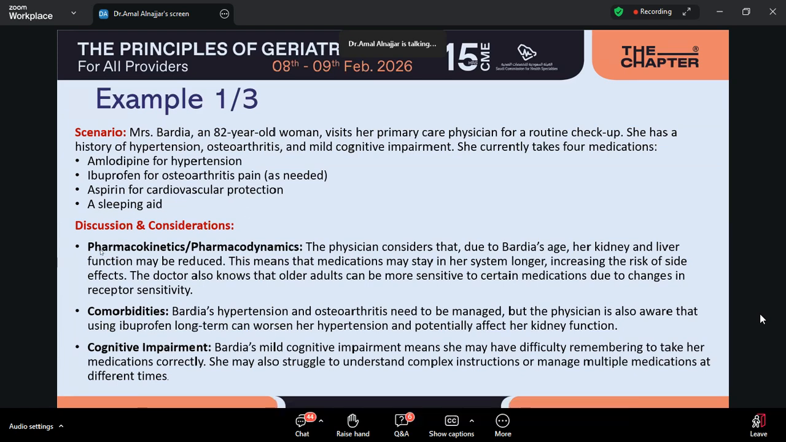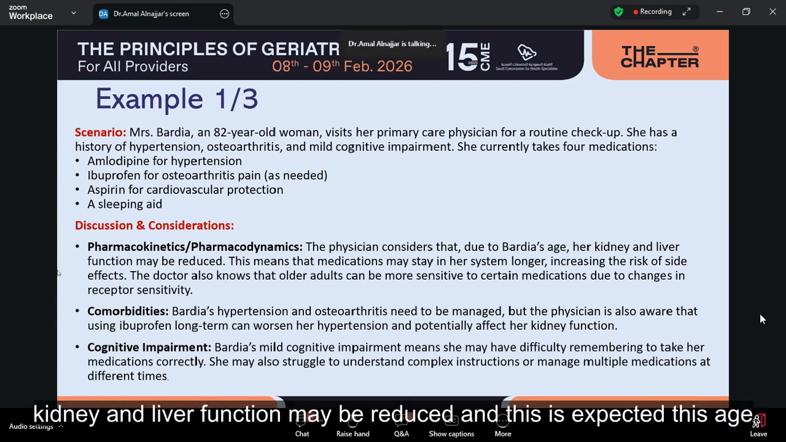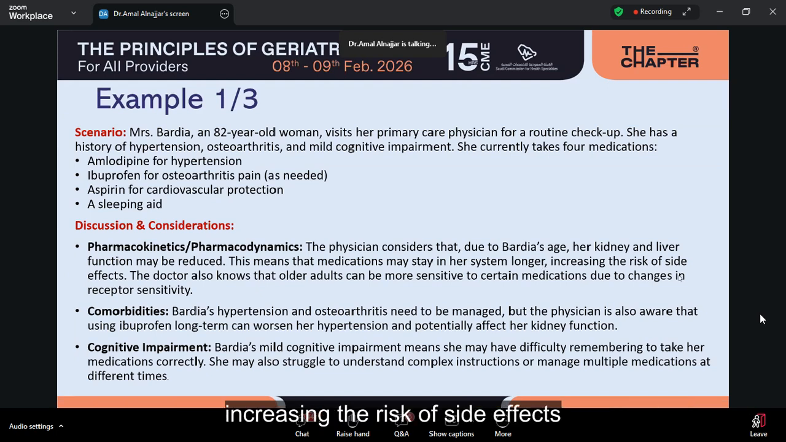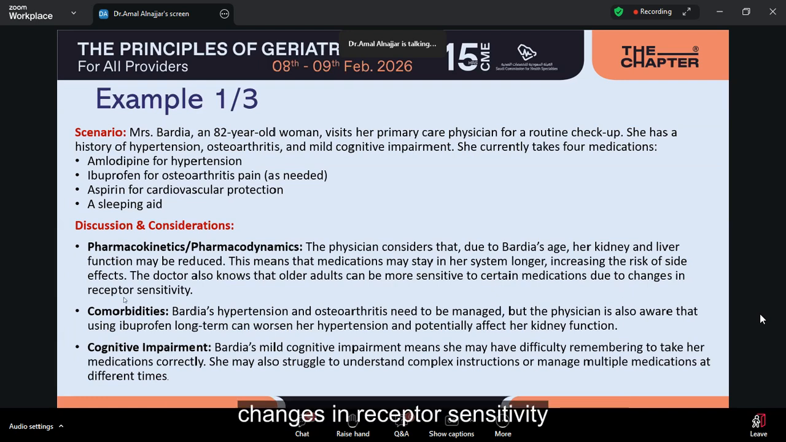Pharmacokinetics and pharmacodynamics: the physician considers that due to Badriya's age, her kidney and liver function may be reduced, and this is expected at this age. This means the medication may stay in her system longer, increasing the risk of side effects. The doctor also knows that older adults can be more sensitive to certain medications due to changes in receptor sensitivity.